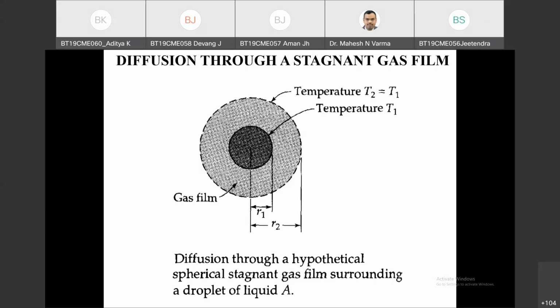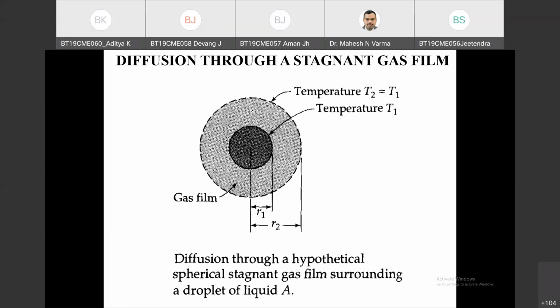What will be the inner surface area of this spherical shell? 4 pi R1 squared. But sir, for the differential shell it will be 4 pi r squared. Yes, 4 pi r squared estimated at r.